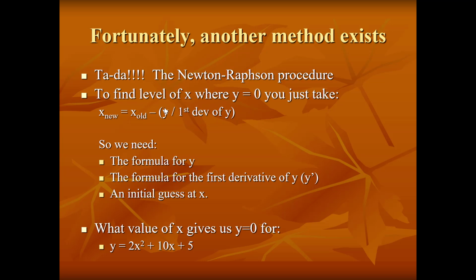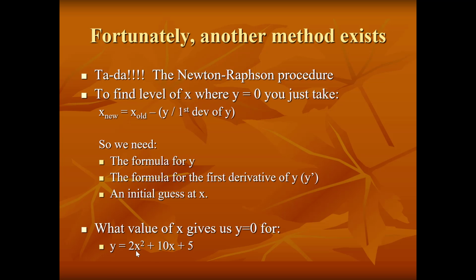So we're going to solve for y, the original function, using that initial estimate of x. And then we're going to divide that by the first derivative of y using that value of x. And we're going to use that information in this formula to revise our estimate of x. So let's take a look at this formula down here, 2x squared plus 10x plus 5. And we're trying to find what value of x gives us a y value equal to 0.